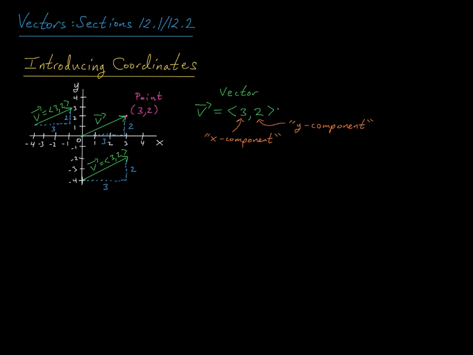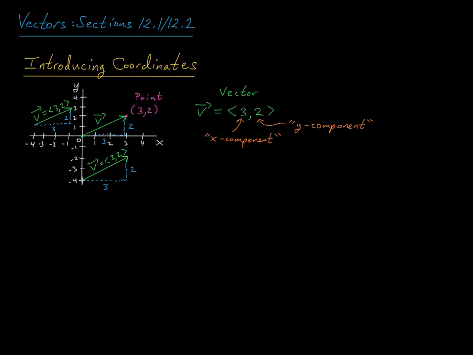So it's really in that sense you want to understand what this <3, 2> in angle brackets is really telling you. The vector can have its tail and its tip located anywhere, but as long as I have to run 3 units horizontally and 2 units vertically, that is the vector v.